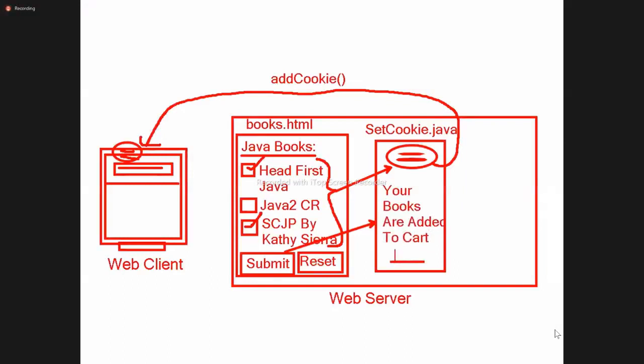Next hyperlink. If I click the next hyperlink, one more category of items, either mobiles, laptops, computers, whatever you want, you can add. Again, whatever you select will be added to the client. Like this, n number of times. At last, you open GetCookie.java.